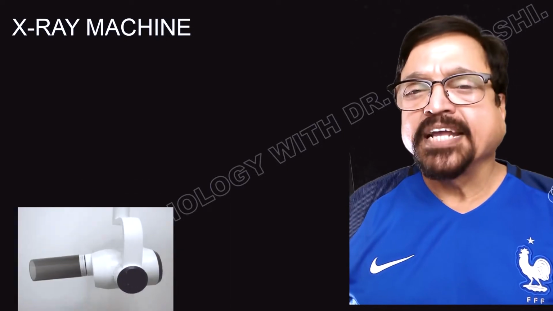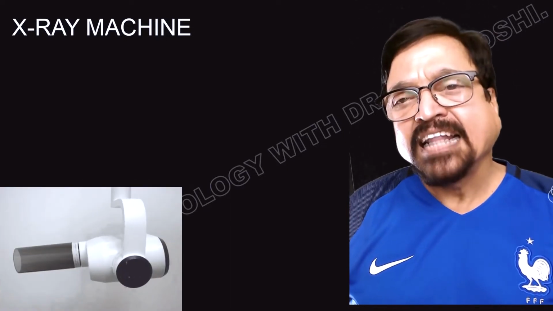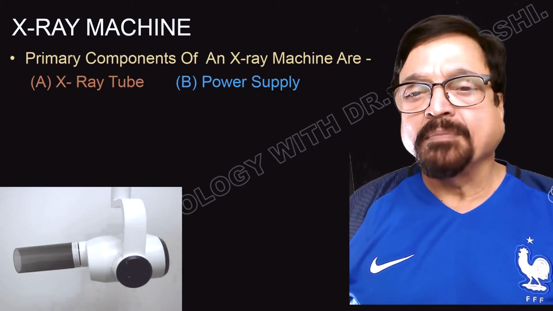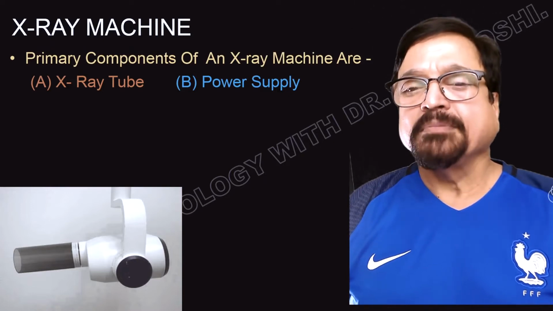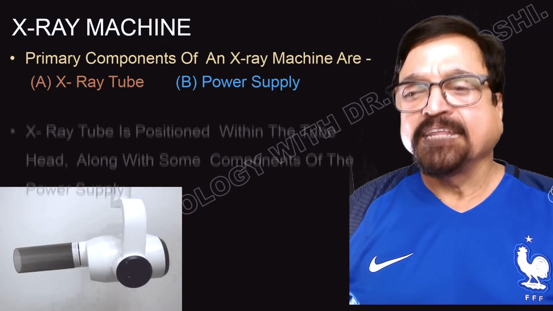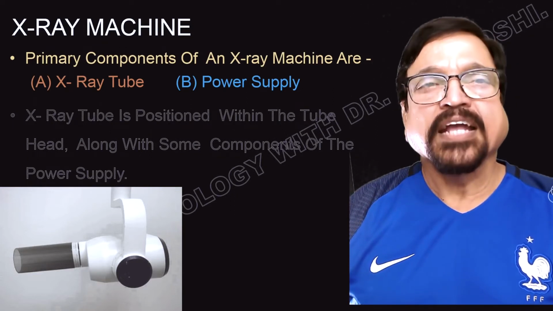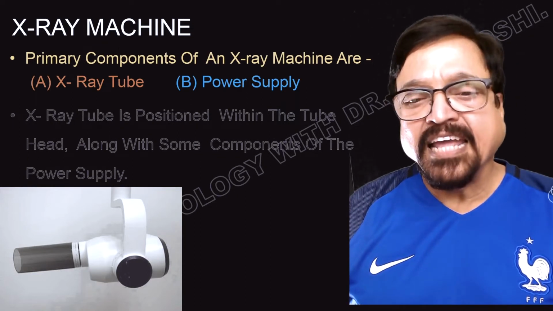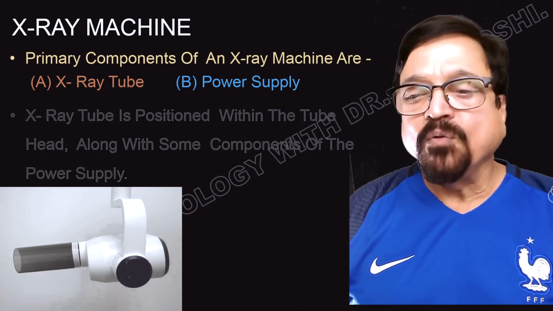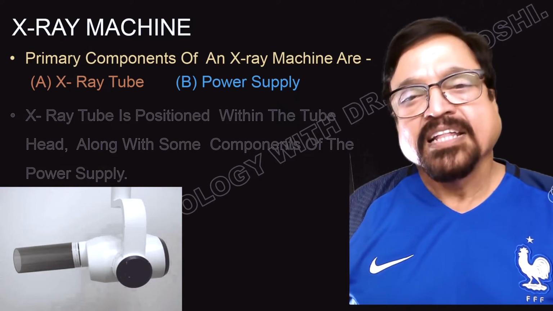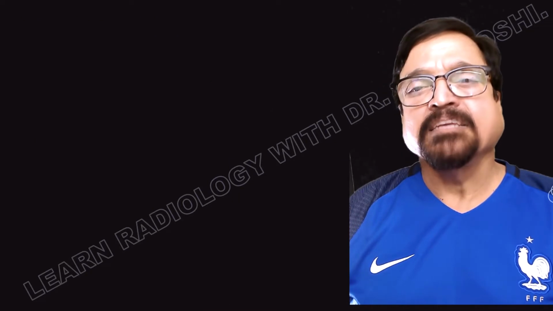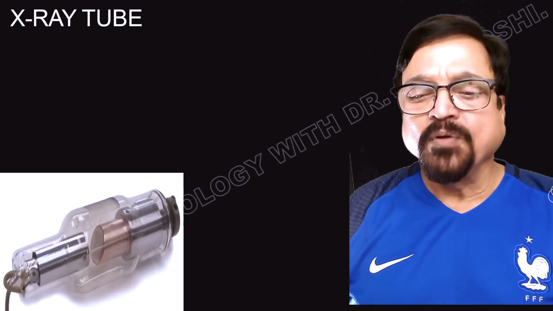Now here we start with the lecture, that is the components of the X-ray machine, or what things are there in an X-ray machine. Now we'll see one by one. The primary components of an X-ray machine are the X-ray tube and the power supply. The X-ray tube is a glass tube within an outer metallic housing, along with some components of the power supply. All these details are covered in other lectures. Now we'll see the X-ray tube grossly.